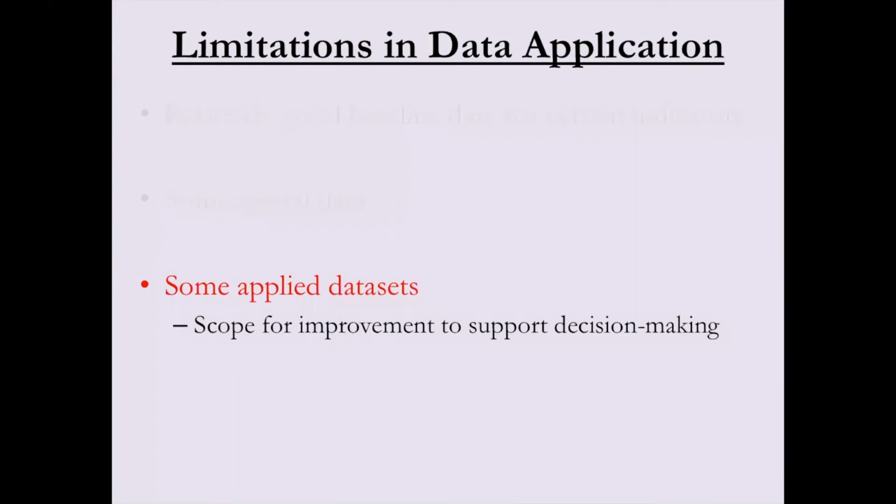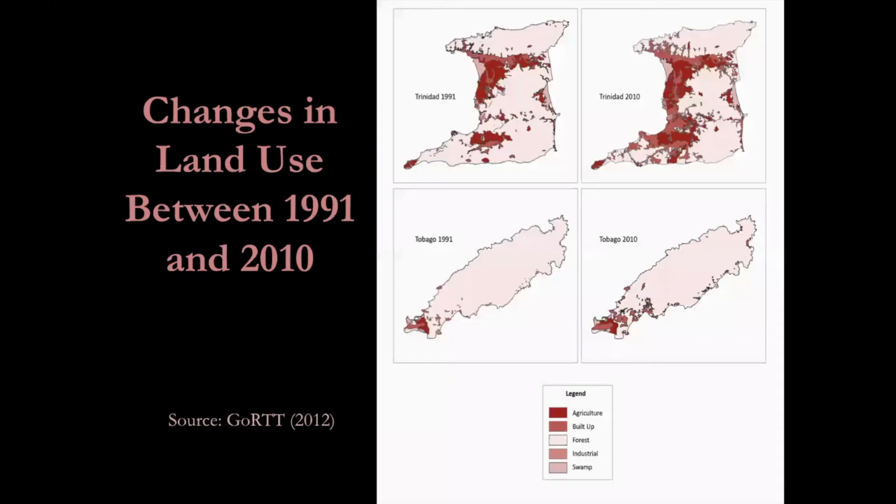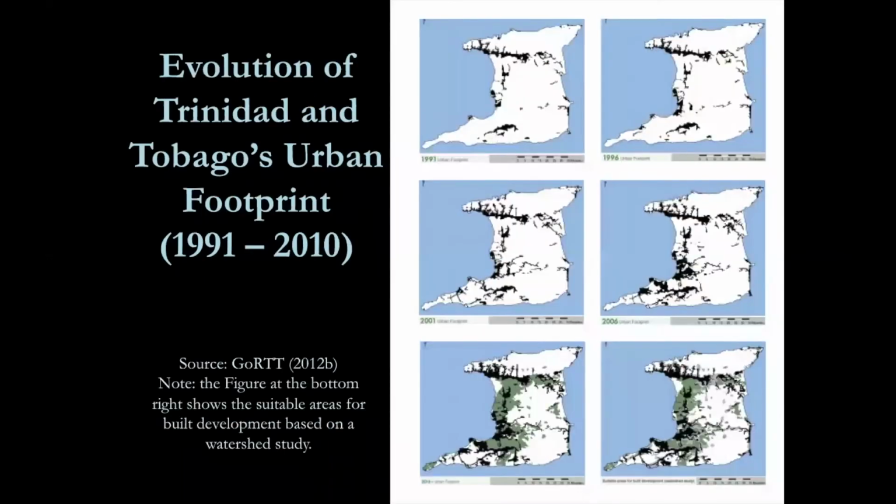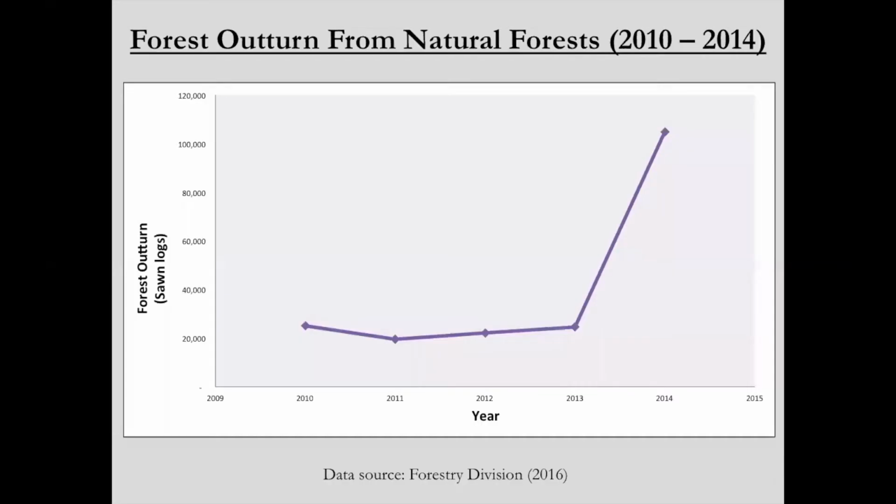Now, we have some good applied data sets in Trinidad as well. But a part of the challenge that we face with our applied data sets relates to keeping these up to date. So here we have a tracking of our land use between 1991 and 2010, and it's expressed spatially. So you could see the change in different human uses over time. Here you see the evolution of Trinidad and Tobago's urban footprint between 1991 and 2010 growing substantially, I should say.